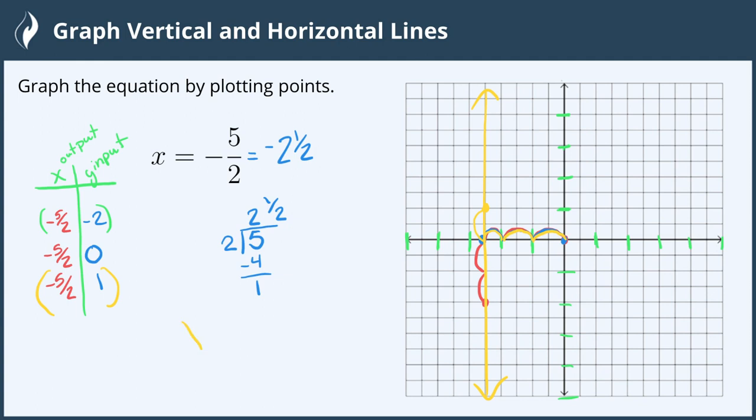And so if you end up with an equation where x equals a number, this means that we're dealing with a vertical line. We've now graphed our vertical line here on x equals -5/2, and now we're all done.